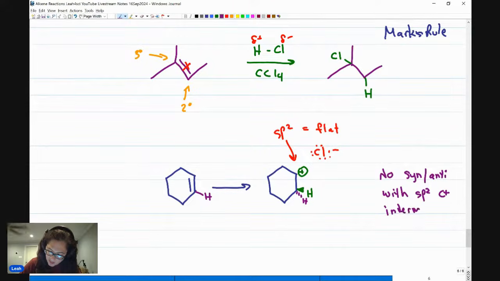So anytime I have the carbocation intermediate, we are not going to be worrying about syn or anti-addition. When we have non-carbocation reactions, we will worry about the syn and anti-addition.